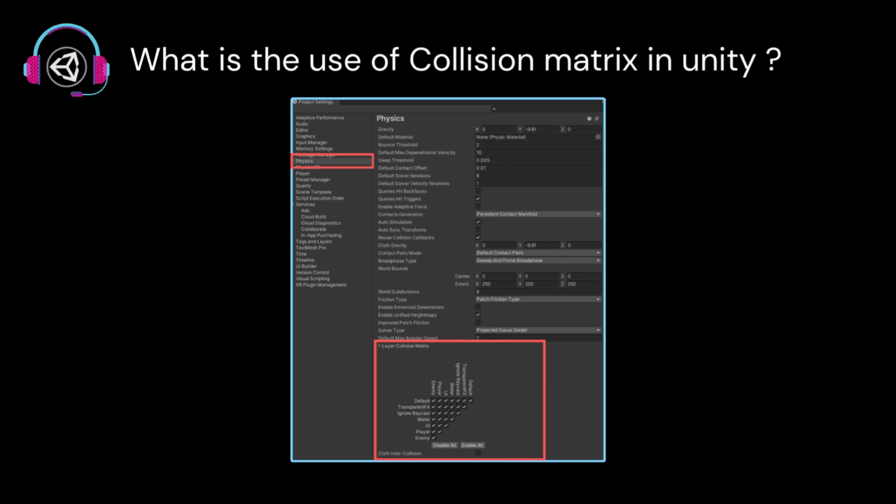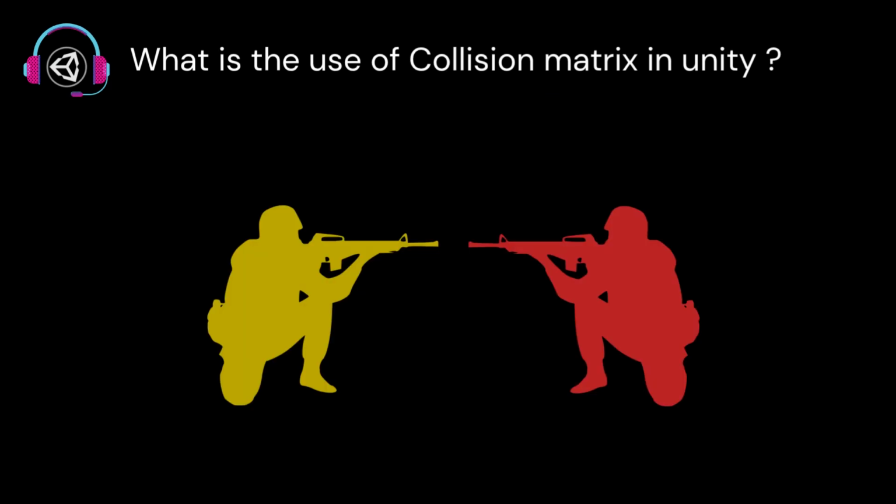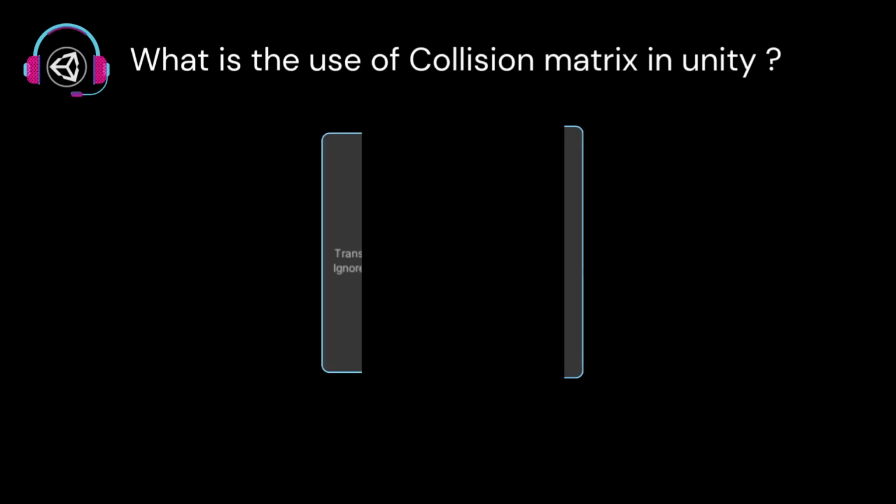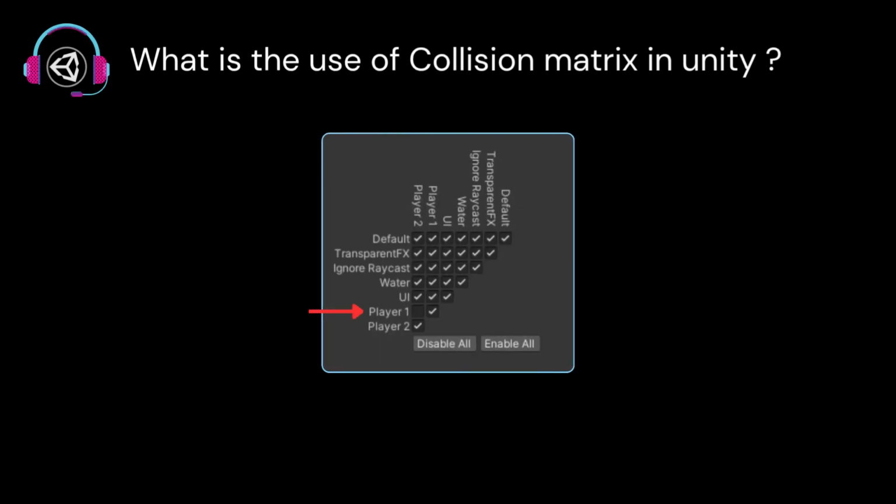Suppose you want to prevent friendly fire from occurring. You have two players with the layers Player 1 and Player 2. For each new layer, a new column and row is added in the collision matrix. If you uncheck their box in the matrix, they will no longer collide.